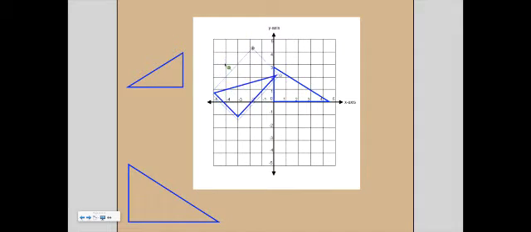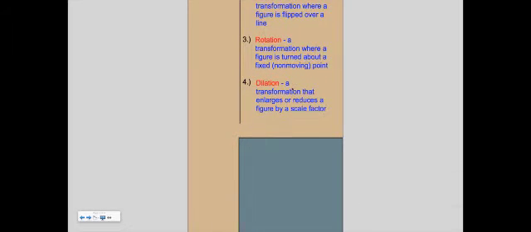We don't really need to have it all the way down pat quite yet, just because we're not going to get into rotations until probably about midweek to maybe even next week. Okay, and the last type is called a dilation, and we've talked about dilations in the past. And a dilation is a transformation that enlarges or reduces a figure by some certain scale factor.